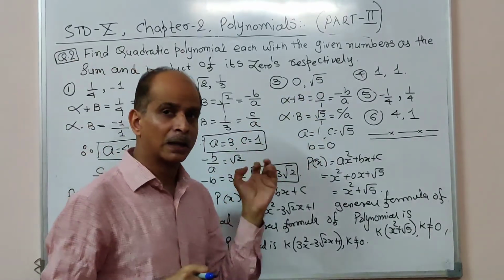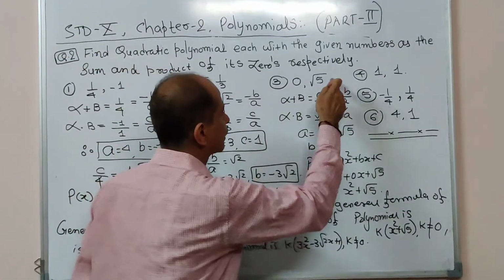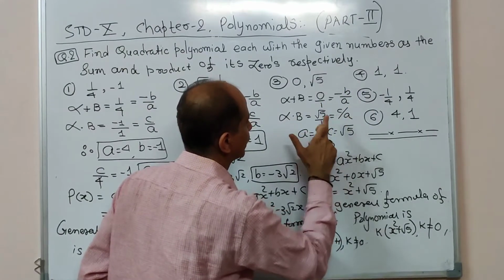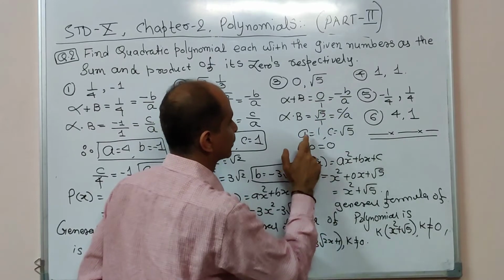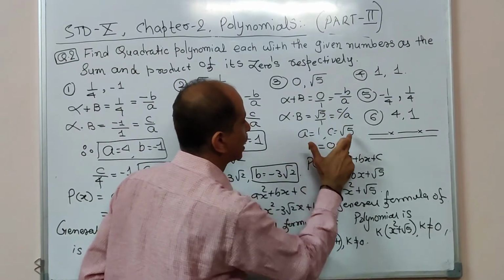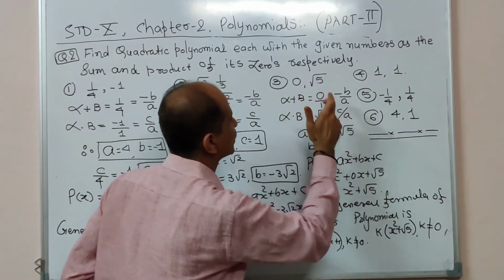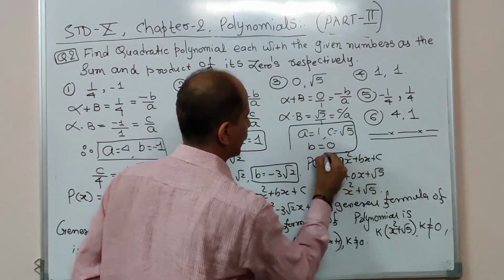And you know the formula: alpha into beta is equal to c by a. So when you compare these two ratios, here a is equal to 1, here also a is equal to 1. So obviously, the highest number is a is equal to 1. When you take a is equal to 1, c becomes under root 5. When you take a is equal to 1, minus b becomes 0, so b is also 0. So now you know the value of a, b and c.